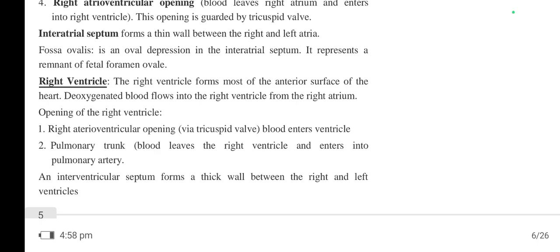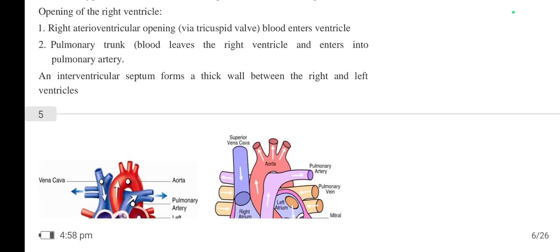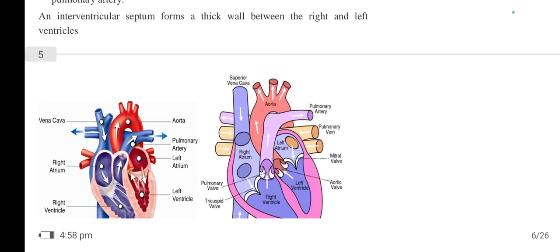Right ventricle. The right ventricle forms most of the anterior surface of the heart. Deoxygenated blood flows into the right ventricle from the right atrium. Openings of the right ventricle: the right atrioventricular opening via the tricuspid valve, where blood enters the ventricle, and the pulmonary trunk, where blood leaves the right ventricle and enters the pulmonary artery. The interventricular septum forms a thick wall between the right and left ventricle.